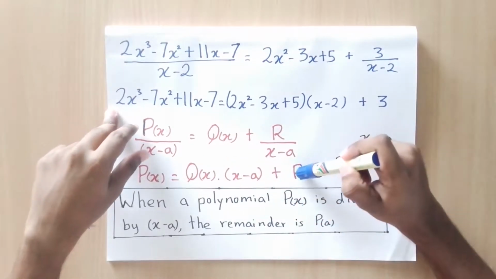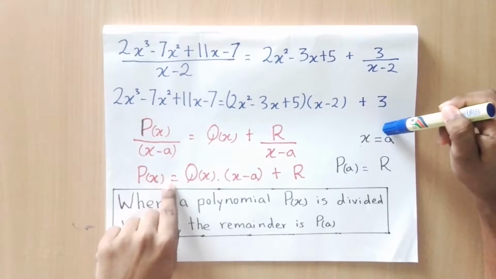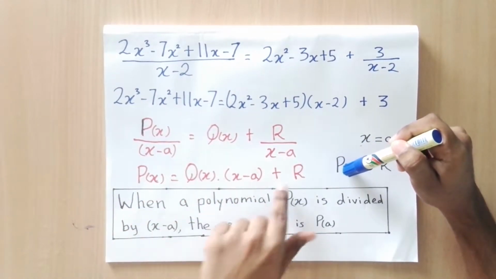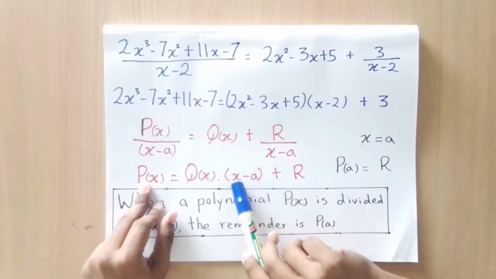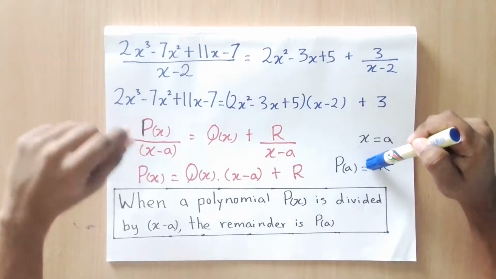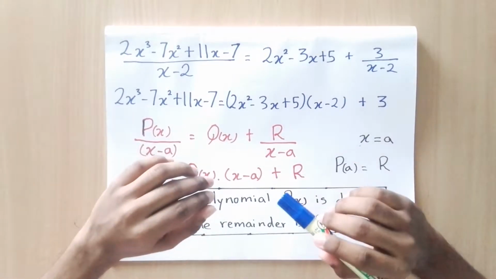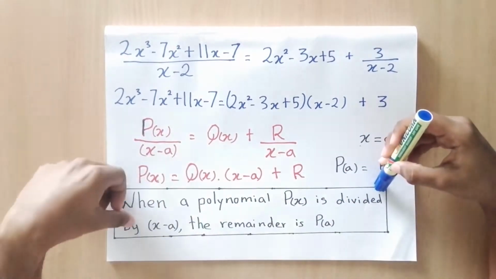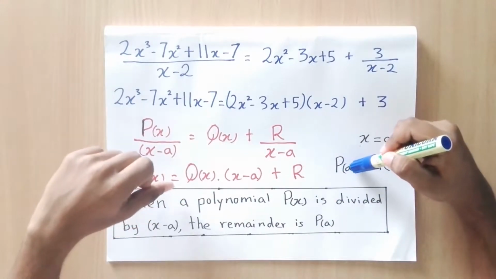In this equation, if we substitute x equals a, we get p(a) equals 0 plus r. That means p(a) equals r. When x equals a, this tends to 0. So we get p(a) equals r. Now this brings us to the remainder theorem. When a polynomial p(x) is divided by x minus a, the remainder is p(a).